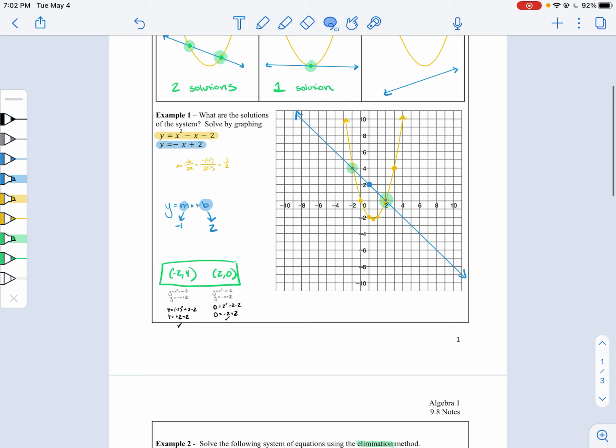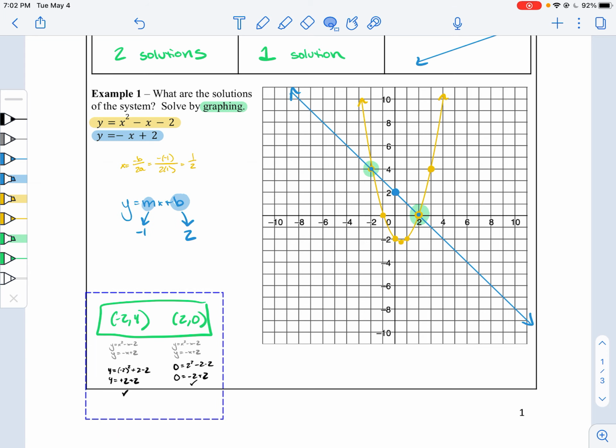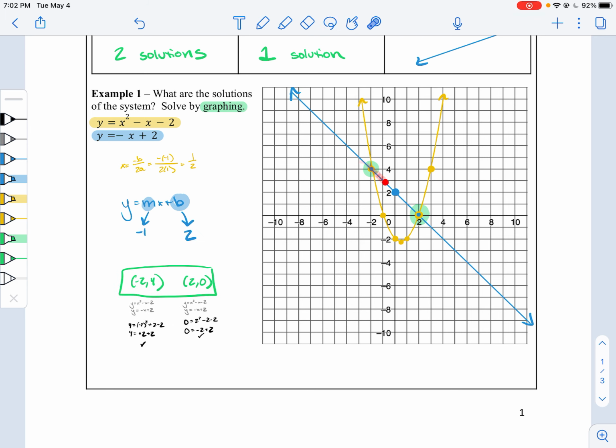Okay, so to solve by graphing, you just graph both equations. I say both, but a system doesn't need to have only two. A system can have infinitely many graphs if you want. Anyway, you find where they intersect. Where they intersect, that's their solution, because it's a point that makes both graphs true.